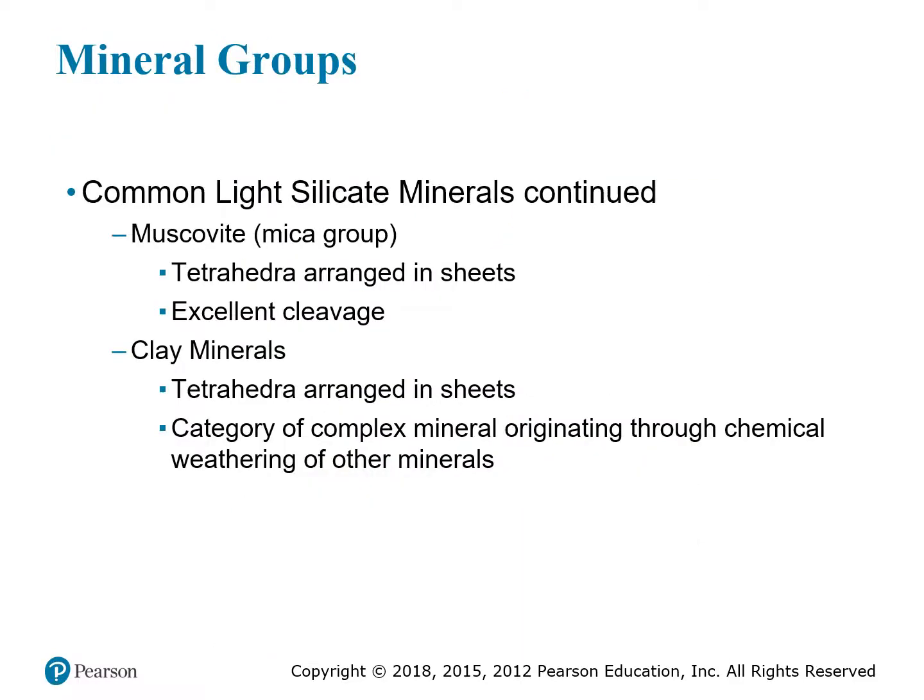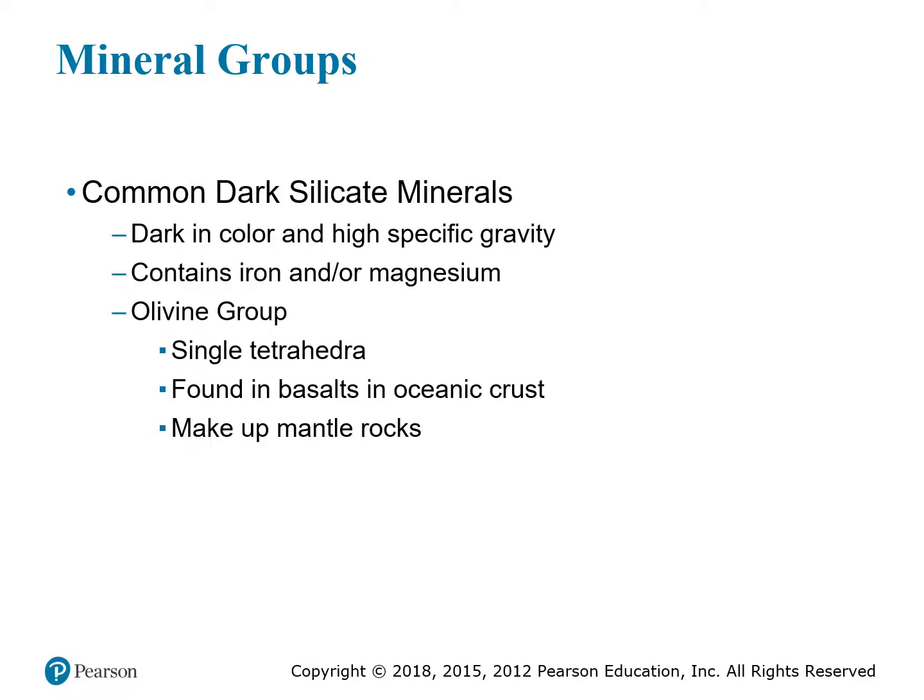Some other minor light silicate minerals are minerals such as muscovite, which has excellent cleavage in one direction. There are clay minerals that are also arranged in tetrahedra, but arranged in sheets. And then there are the dark silicate minerals. They're dark in color and they have a higher specific gravity. In other words, they're more dense. And they're more dense because they usually contain more iron and magnesium.